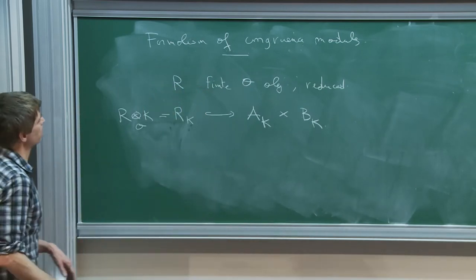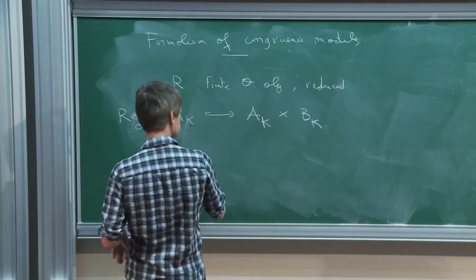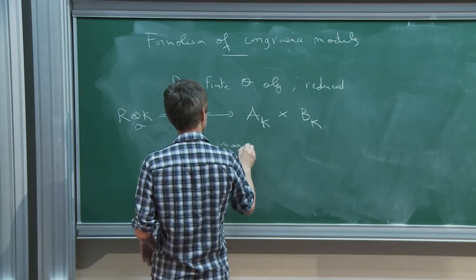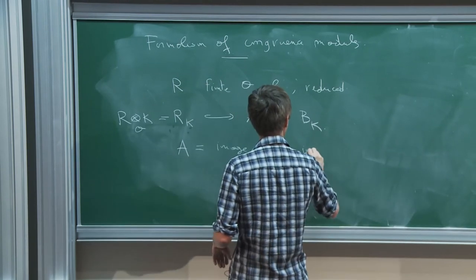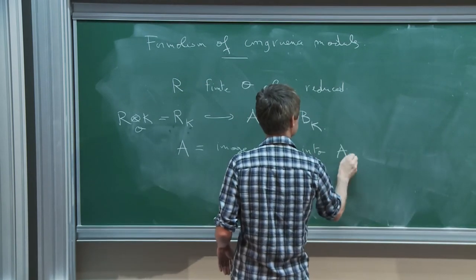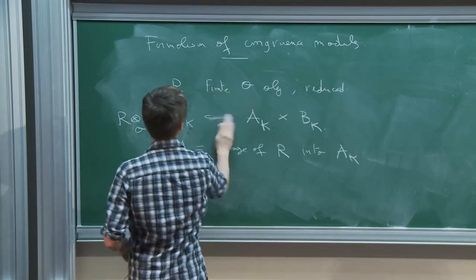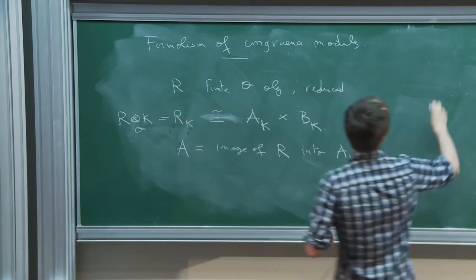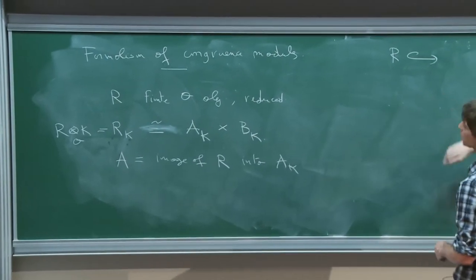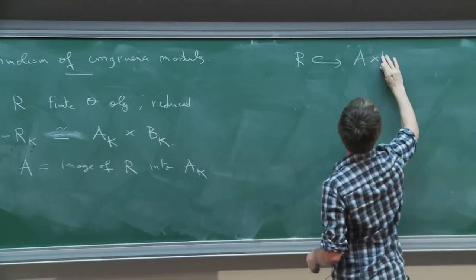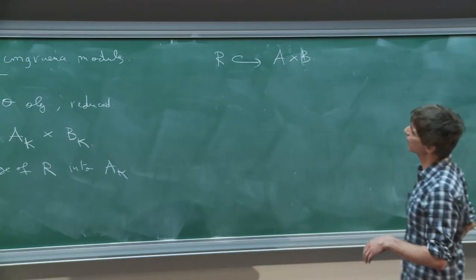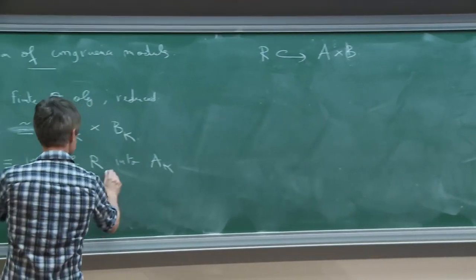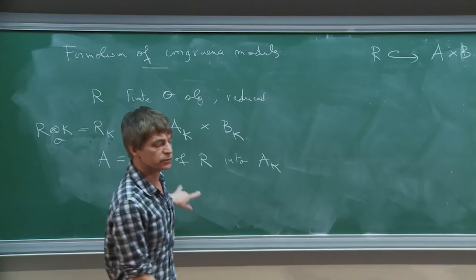So you can, for instance, embed it in the product of two semi-simple K-algebras, and write A, the image of R into A_K. I'm just fixing an isomorphism, so you can have an embedding of R into A times B like this. It's the image in A_K, so there is no torsion.